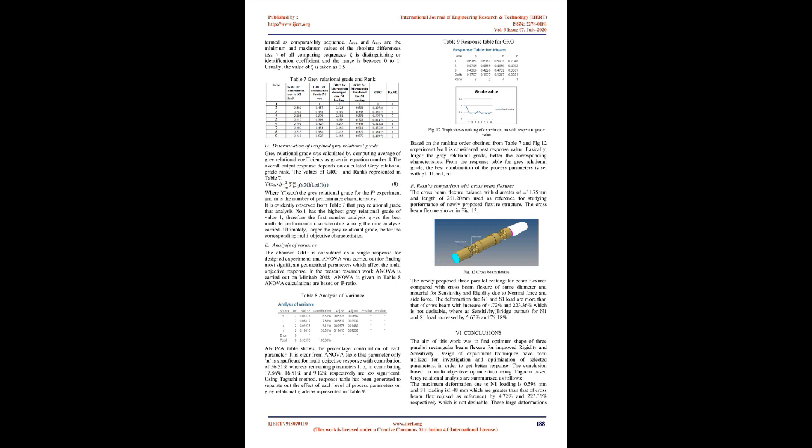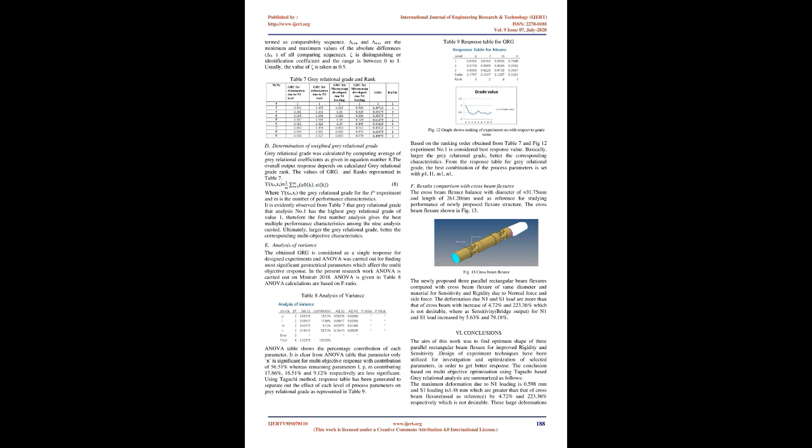E. Analysis of variance. The obtained GRG is considered as a single response for designed experiments, and ANOVA was carried out for finding most significant geometrical parameters which affect the multi-objective response. In the present research work, ANOVA is carried out on Minitab 2018. ANOVA is given in table 8. ANOVA calculations are based on F ratio. ANOVA table shows the percentage contribution of each parameter. It is clear from ANOVA table that parameter N only is significant for multi-objective response with contribution of 56.51%, whereas remaining parameters L, P, M contributing 17.86%, 16.51%, and 9.12% respectively are less significant.